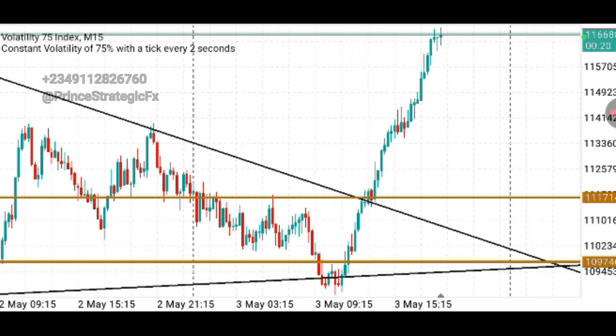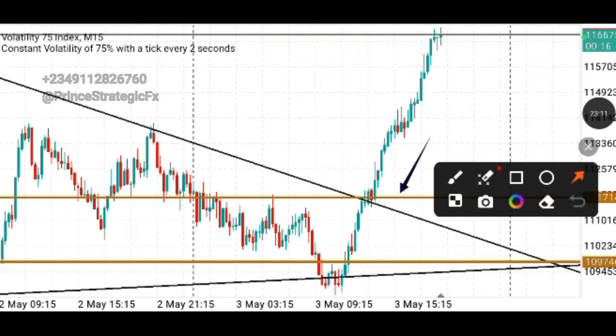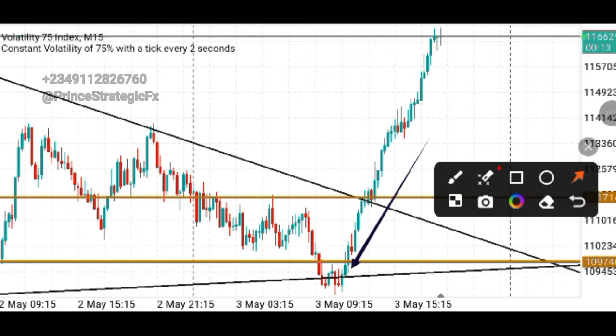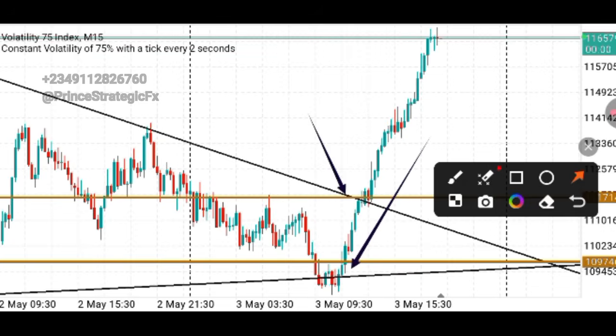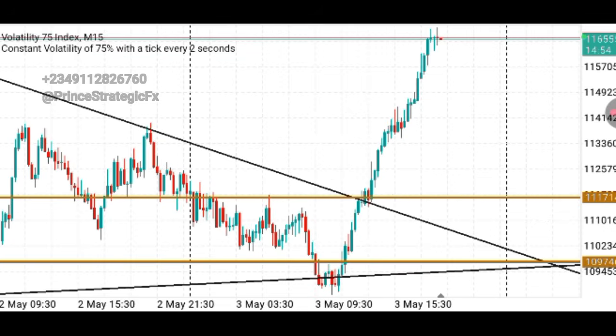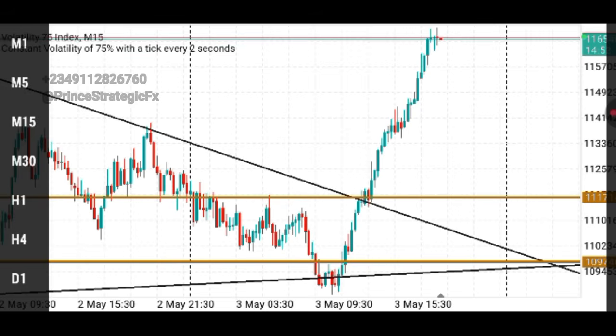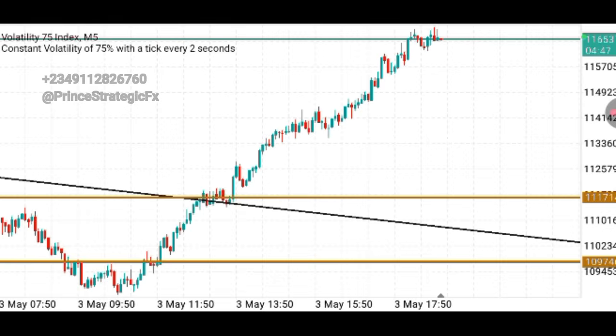So if you can't enter from here for a buy, the next place you should be looking to enter, which is way more confident, like your confidence level should be very high, is from here. From that breakout right there, you should be looking to buy from there. How? Just head over to a smaller time frame. If you can't find it, you head over to M1.